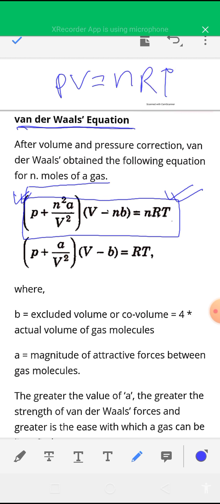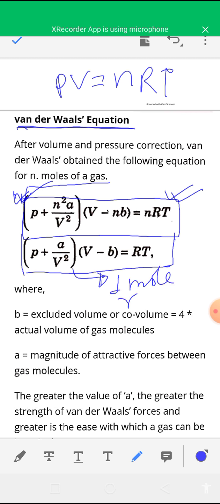But for real gas, the gas equation is (P + n²a/V²)(V − nb) = nRT. And for 1 mole real gas, the van der Waals equation is (P + a/V²)(V − b) = RT. This is for 1 mole. This second equation is for 1 mole real gas, and the previous equation is for n mole real gas.